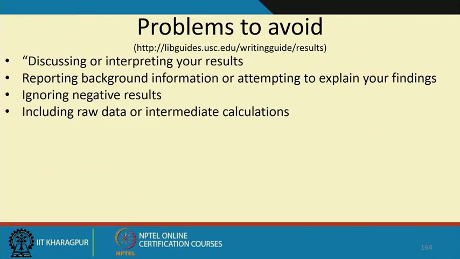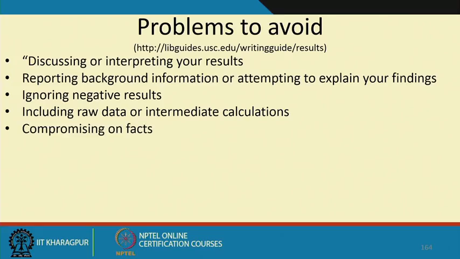You avoid including raw data or intermediate calculations. So, you finish your calculations, and you avoid including raw numbers that have not been processed or reduced so far, and you don't even provide intermediate calculations, you just provide the final results. The analysis goes in with your methodology section.